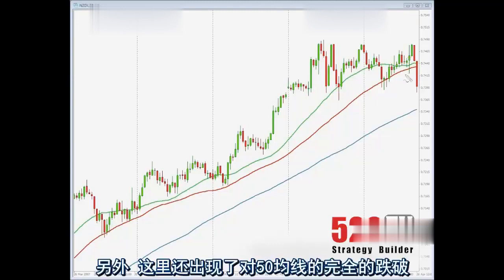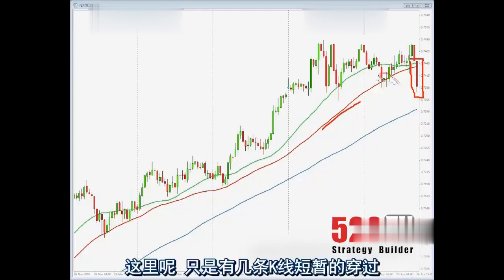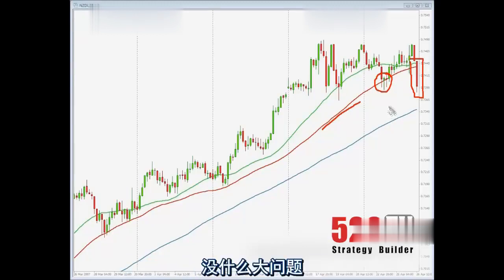Moreover, we have a momentum break of the 50. Remember that the 50 simple moving average is the one in red. Here we just have a quick pierce below. Not a big deal, there's no momentum there, just a quick pierce below.